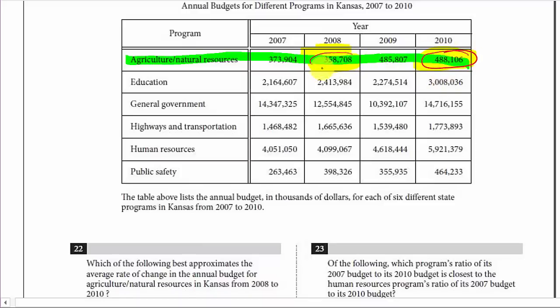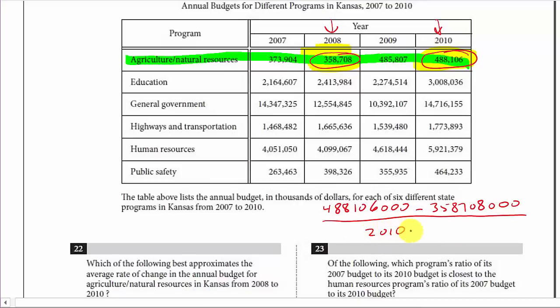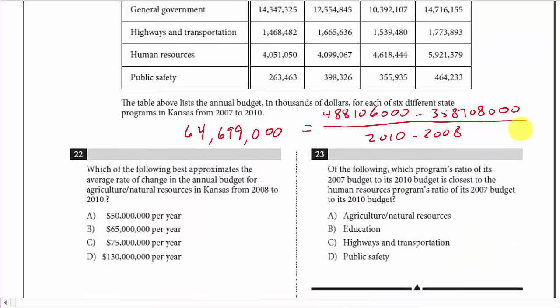This number here is your y value, and the 2008 and 2010 would be your x value. So remember, it's just y2 minus y1 over x2 minus x1. That is going to be 4881060000, because it's in thousands, minus 358708000, over 2010 minus 2008. That actually gives us 6469900, and so the closest one there is B. Okay.